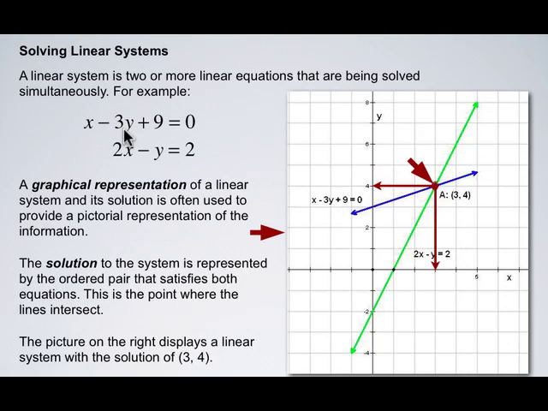So again, if you sub in x equals 3 and y equals 4 into both of these equations, you're going to find that left side equals right side, and so we say that it satisfies both equations.